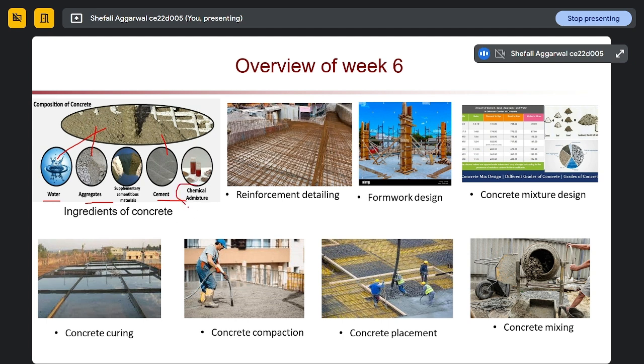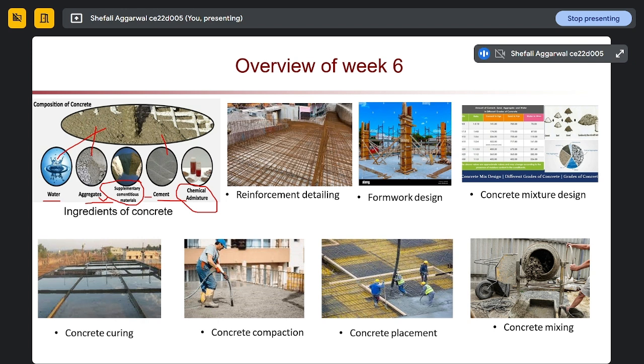I'm a research scholar at IIT Madras in the Civil Engineering Department, and today is our fifth TA session on the topic of basic construction material. In this week, we have worked on cement, the first material of our concrete structure, cement and concrete.